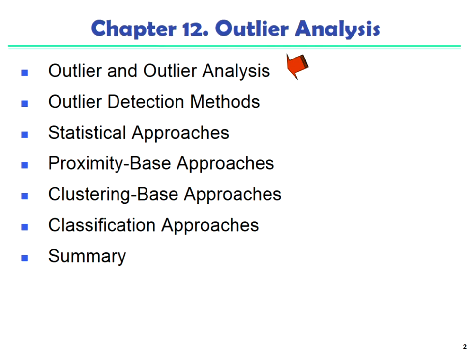So in this chapter we discussed together how we can detect an outlier, how we can analyze an outlier, outlier analysis and outlier detection methods. We discussed supervised methods, unsupervised methods, semi-supervised methods, proximity-based approaches, and statistical approaches. Any questions about this chapter?